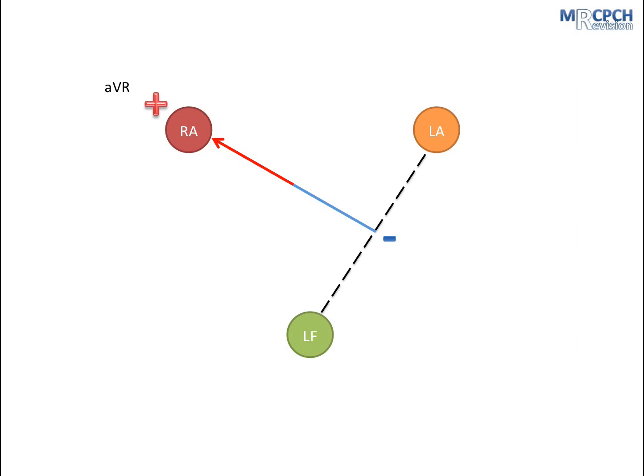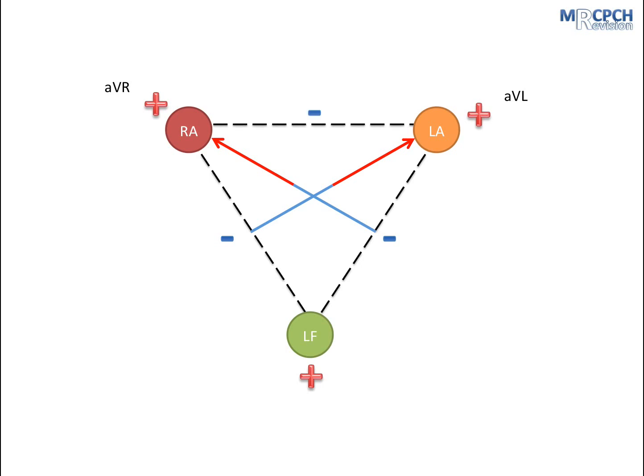In precisely the same way, if we're interested in seeing current heading towards the left arm, we assign it as the positive terminal and jointly assign the right arm and left foot as the negative electrode. And this shows us AVL, or augmented vector left. And finally, to see the current heading directly towards the left foot, we assign it as the positive terminal and the right arm and left arm jointly as the negative terminal. And this shows us AVF, or augmented vector foot. The augmented limb leads are offset from one another by 120 degrees.